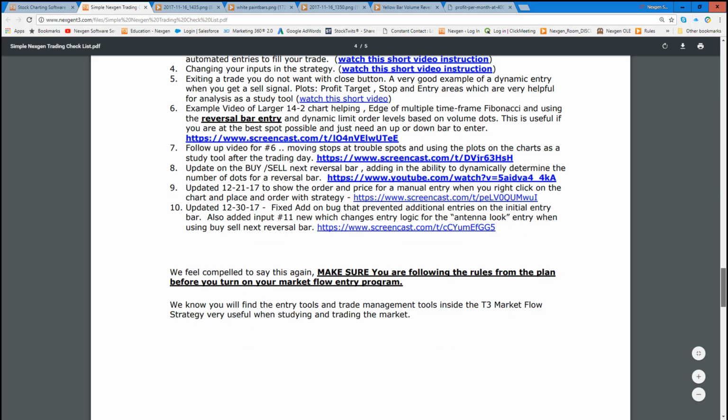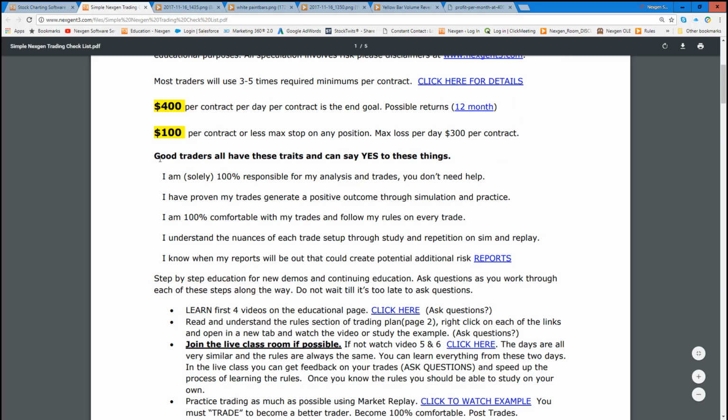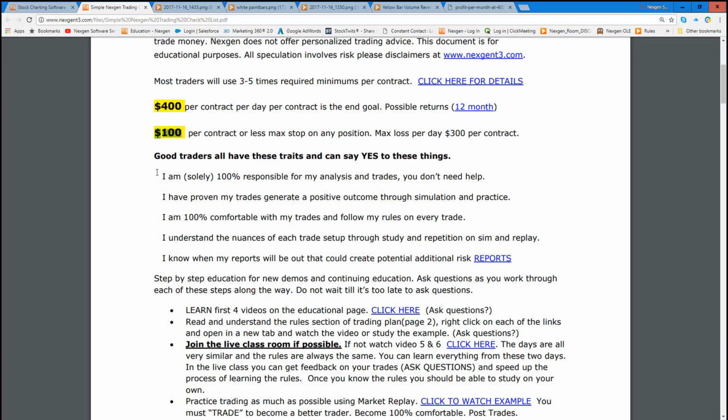So again, our objective for you guys is to get to this spot right here: to be able to make $400 a day per contract, to never risk more than, or attempt at least to risk no more than, $100 on any one trade. Most of our trades average about $60 risk. We're going to get you to the point where you're 100% self-sufficient and responsible for your own trades.